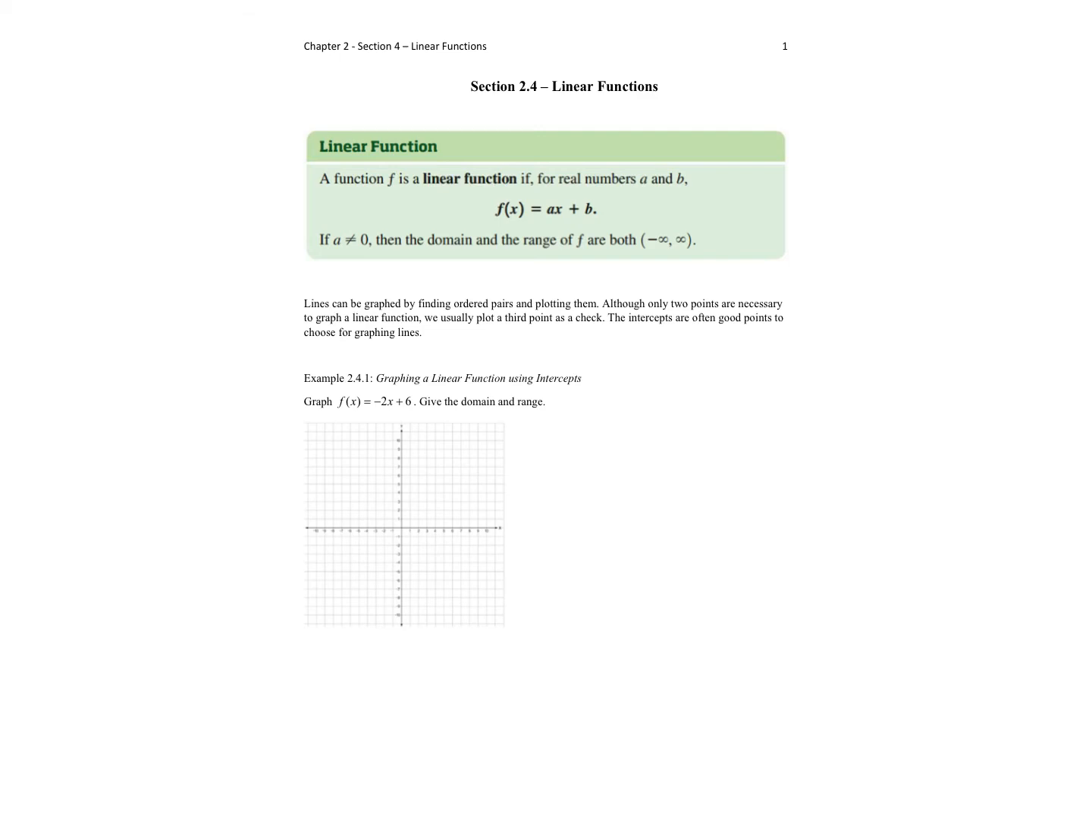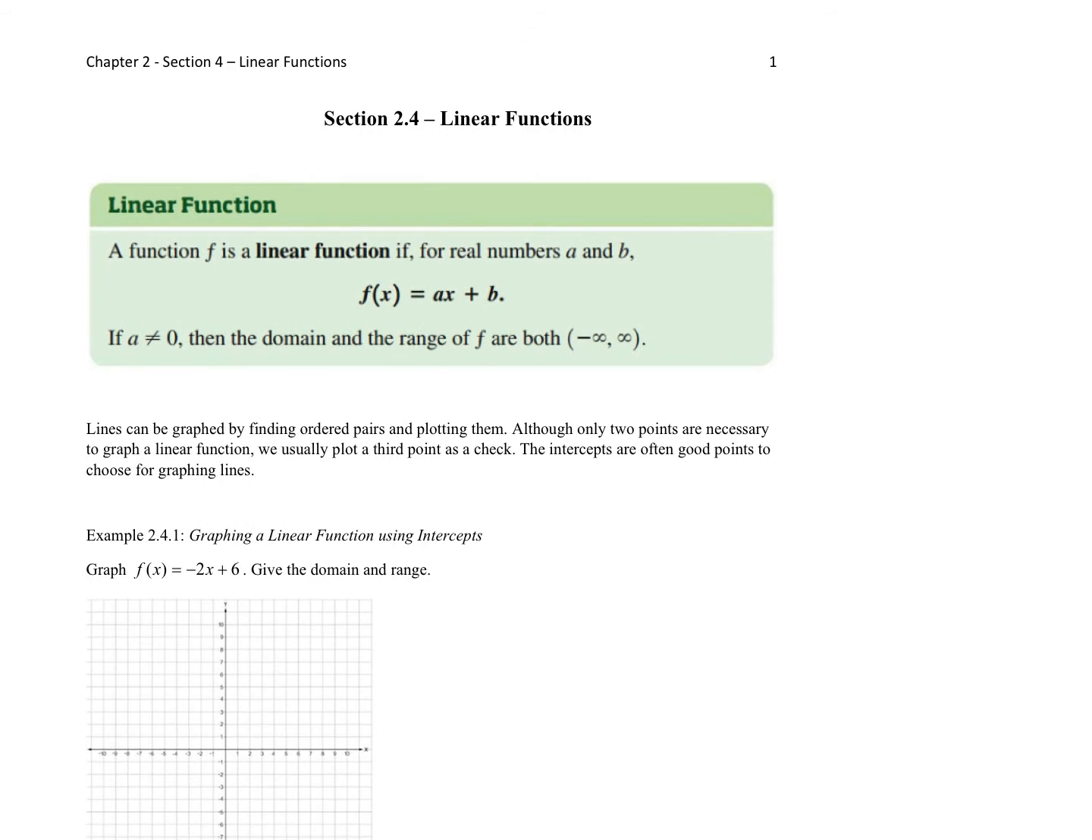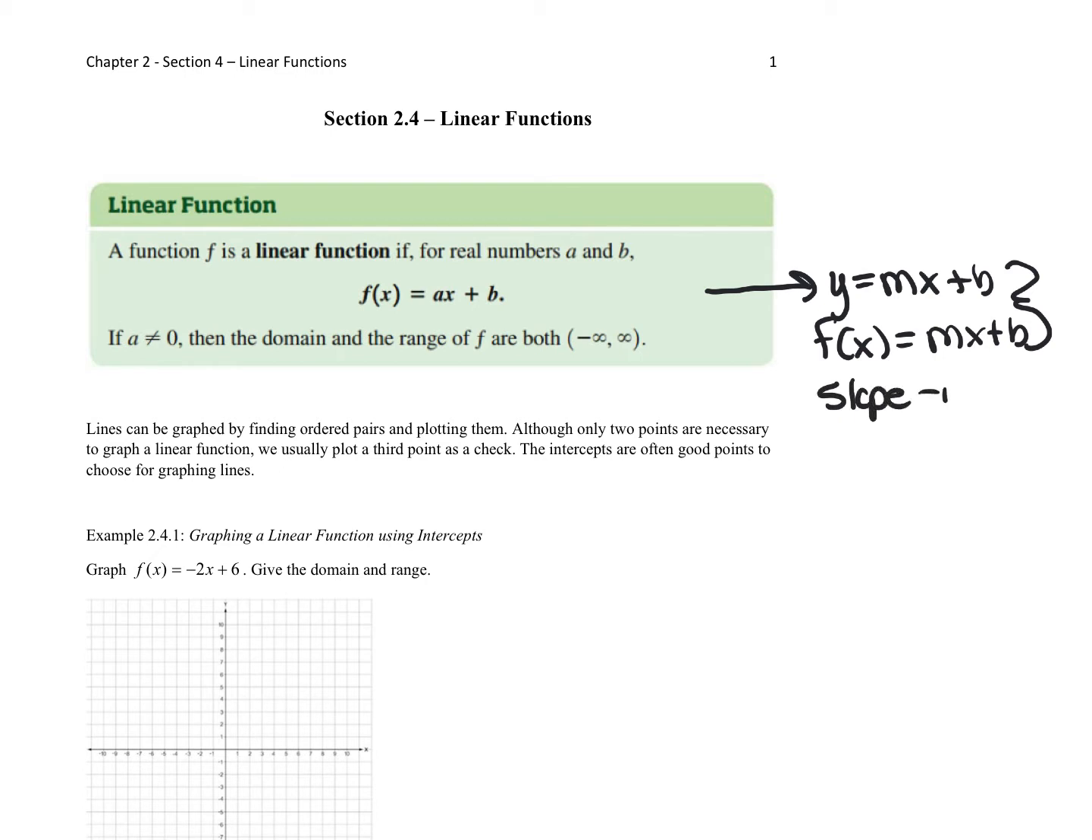So today we're going to review some linear functions, something that you have learned about in Algebra 1 and Algebra 2. A linear function comes in the form f of x equals ax plus b, which you learned as y equals mx plus b, or f of x equals mx plus b. And you called either one of these forms slope-intercept form, because it gave you the slope and the y-intercept.